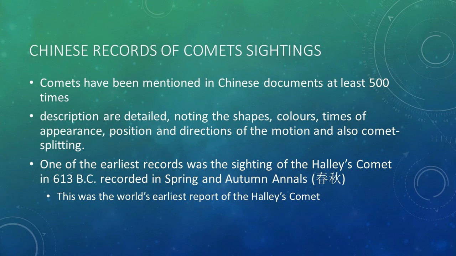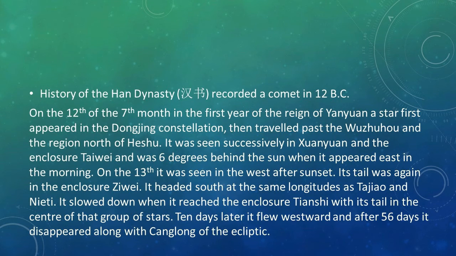Like the other sightings, it is very detailed. You will note the shape, the color, the times of appearance, position, direction, and they also recorded sightings of comets splitting. The shapes, the colors, the time of appearance and the position, I will show you an example. Don't need to exactly know what these star constellations are. These are just different star constellations to tell the observer where this comet appeared in the sky. From this account, you can see how detailed it is and how interesting their description is.